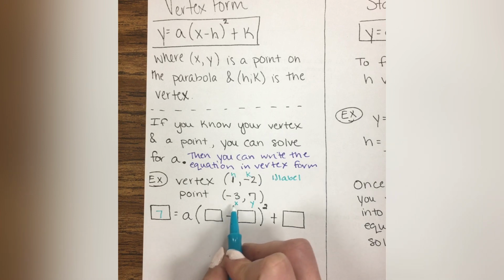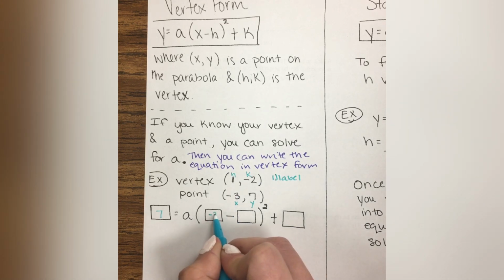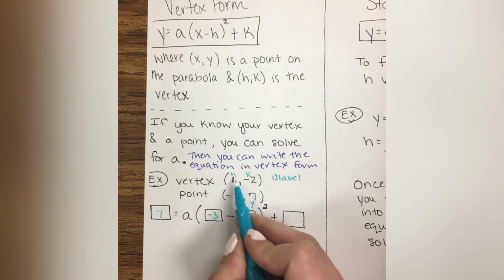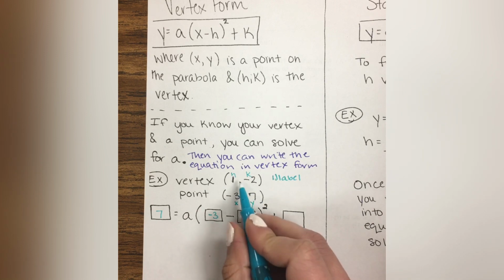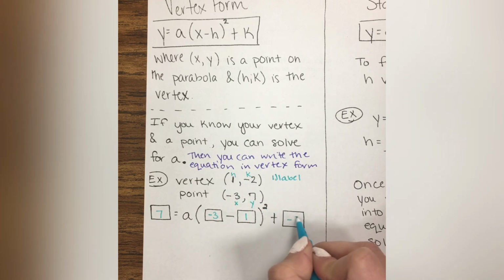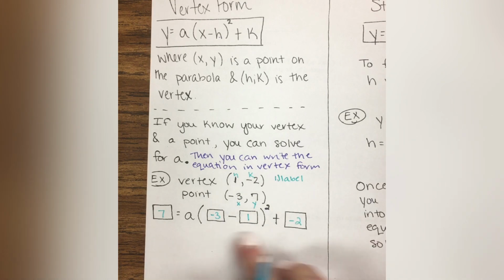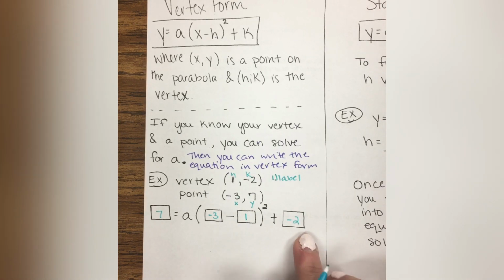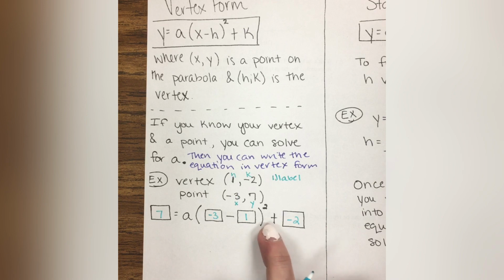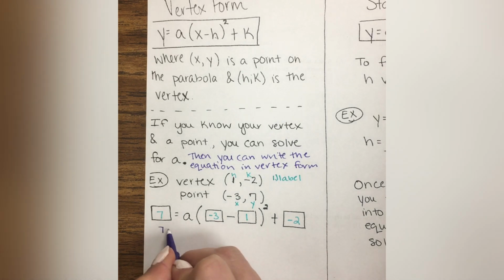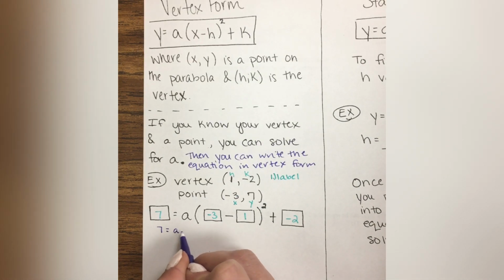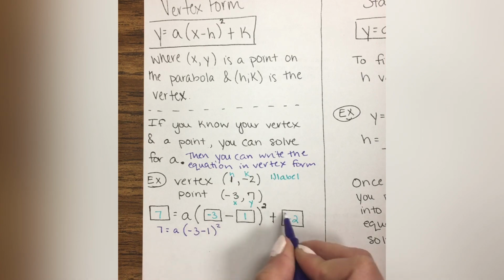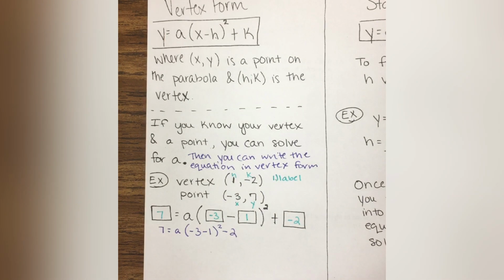Instead of x, I'm going to use the number -3. For my h, I'm going to use a 1. And for my k, I'm going to use a -2. Now let's clean this up a little bit because we would never really write plus a -2, right? So for our next step, I'm going to clean it up. I'm going to have 7 equals a times (-3 minus 1) squared minus 2.